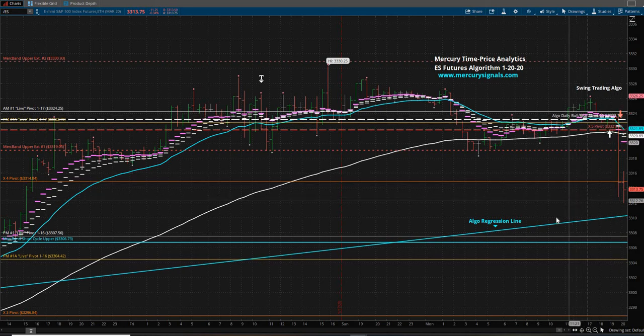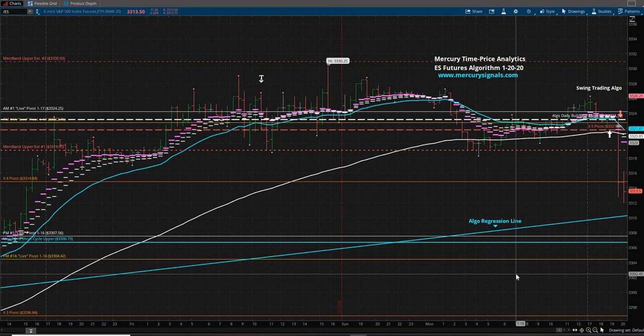Now, if you've watched any of our previous videos, this algo regression line was put on the chart the night before the non-farm payroll report. So not last Thursday, but Thursday a week ago, if you're watching this when it's being recorded on the 20th. But it's about 2 a.m. in the morning, Eastern U.S. time, about an hour before the European Open.